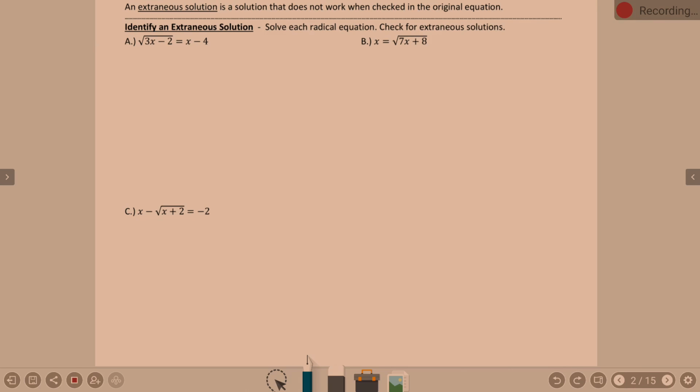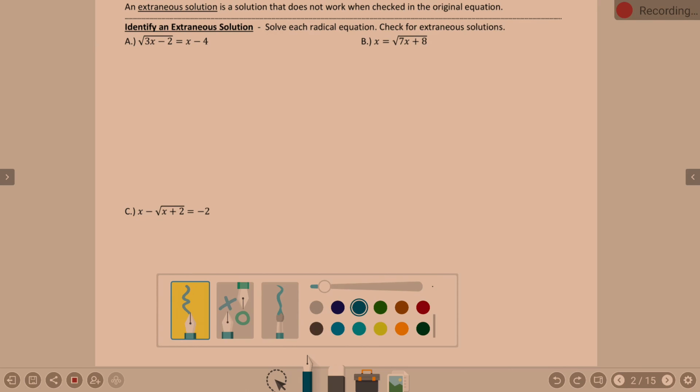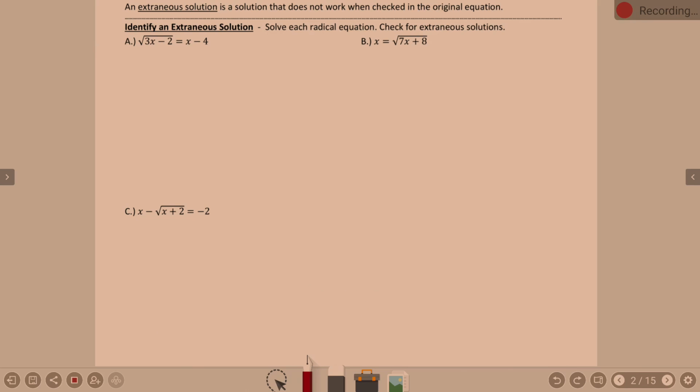Now, the rules still stay the same. First step, or the steps I should say. First step is to get the radical by itself. If I have the square root of 3x minus 2 equals x minus 4, is step 1 good? Yeah, I've got that radical by itself. Next step is to then what?